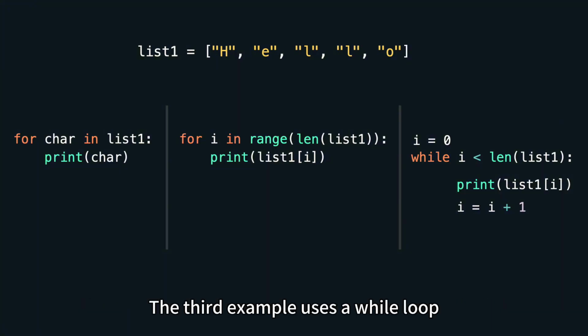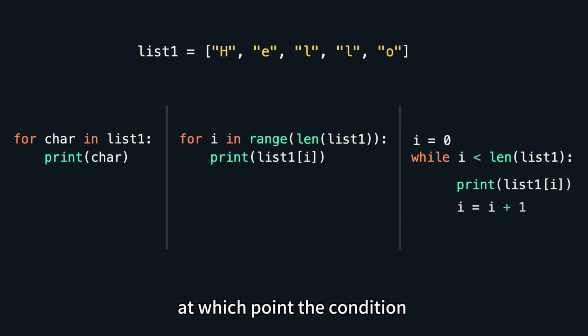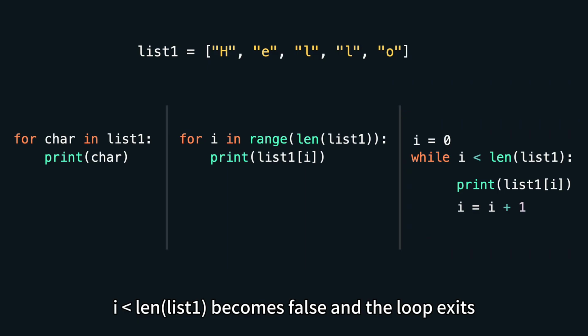The third example uses a while loop. At the start, i is initialized to 0. Since 0 is less than the length, the loop runs and prints the first element. Then i is incremented. The loop runs again, and the next element is printed. This continues until i becomes equal to the length of the list, at which point the condition i less than len(list1) becomes false, and the loop exits.